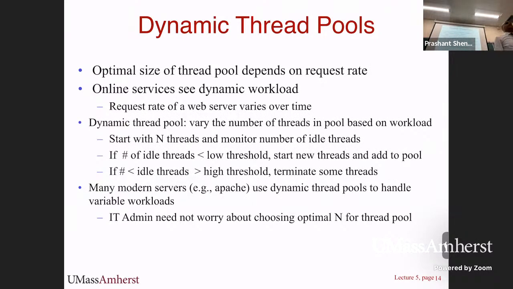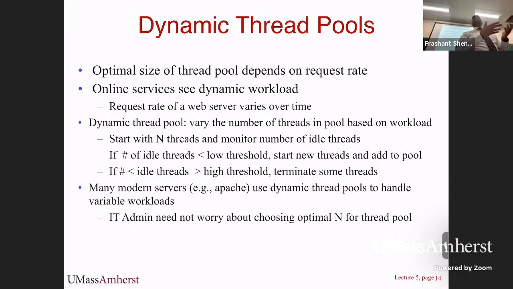Okay. Now there's another way where you don't need to choose it very carefully. You can make the thread pool size variable. This is called a dynamic thread pool. So in this case, what is going to happen? There's no code here, but there's the logic of how the thread pool size is varied. The optimal size of the thread pool at any time depends on the request arrival rate at that time.